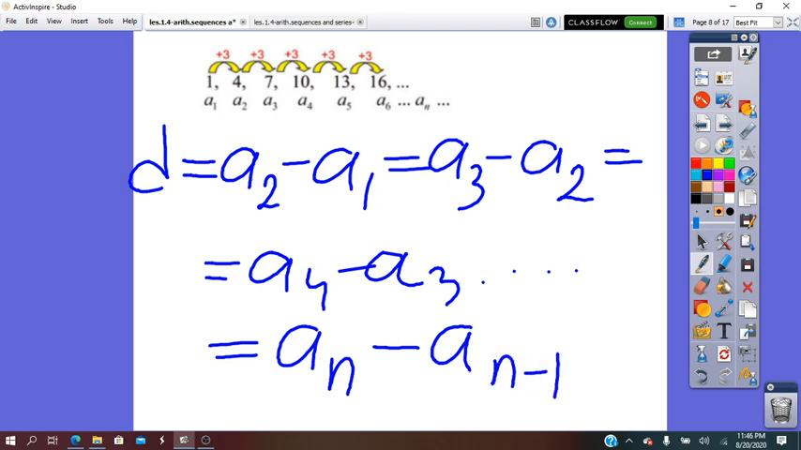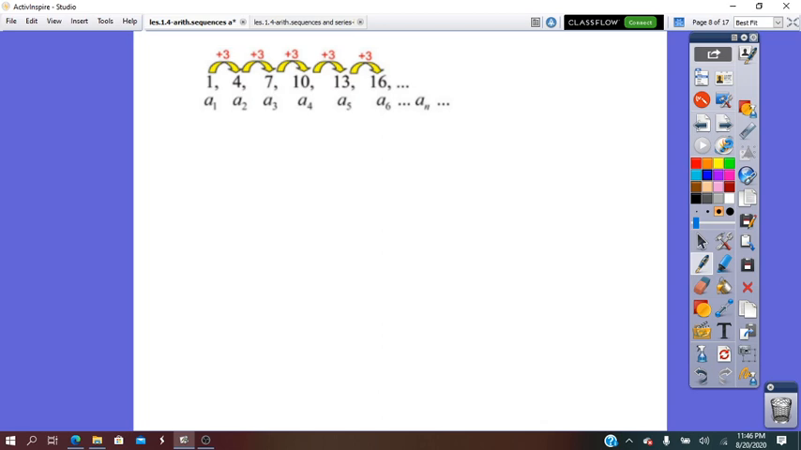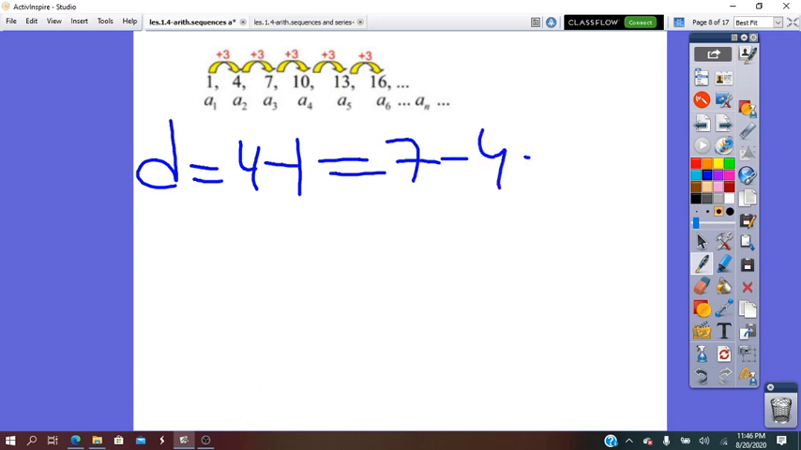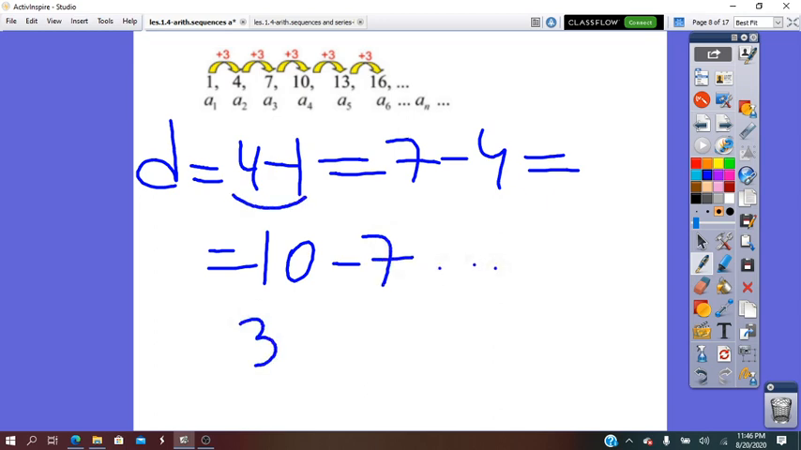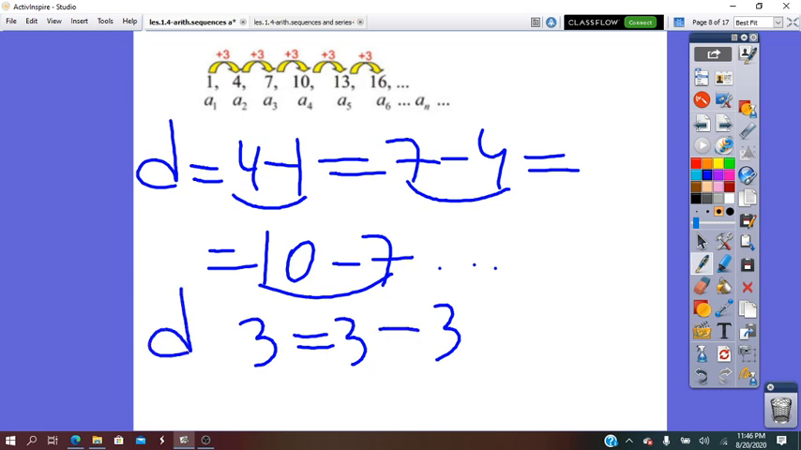Now, according to this rule, let's see if this given sequence is arithmetic or not. So we'll look for the common difference. A2 is 4, so 4 minus 1 has to be the same as 7 minus 4, which has to be the same as 10 minus 7, and so on. Let's see, 4 minus 1 is 3, 7 minus 4 is 3, 10 minus 7 is 3. So the difference is the same, there exists a common difference.